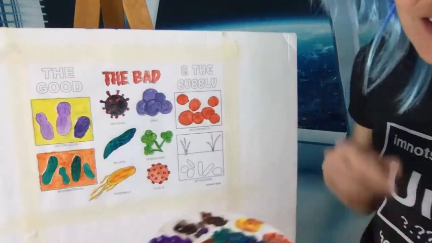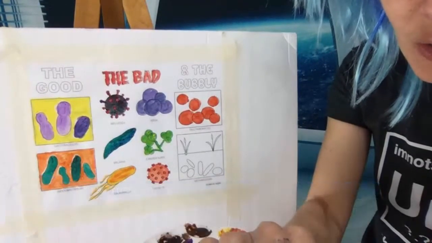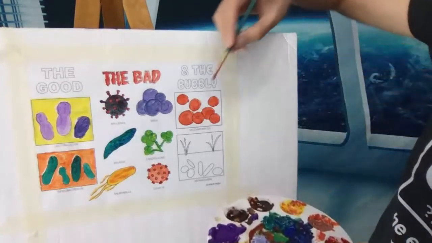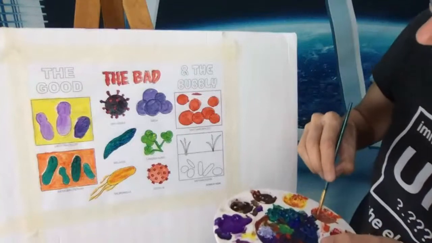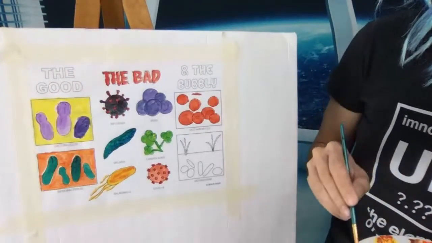Ooh, and Nora asks, what would happen to our world without bacteria and how would the world react to it? If all of a sudden we had no bacteria at all, we would be in big trouble. Ooh, and that looks too orange. I definitely want more brown. Just a second. I'm going to add more brown and more white.